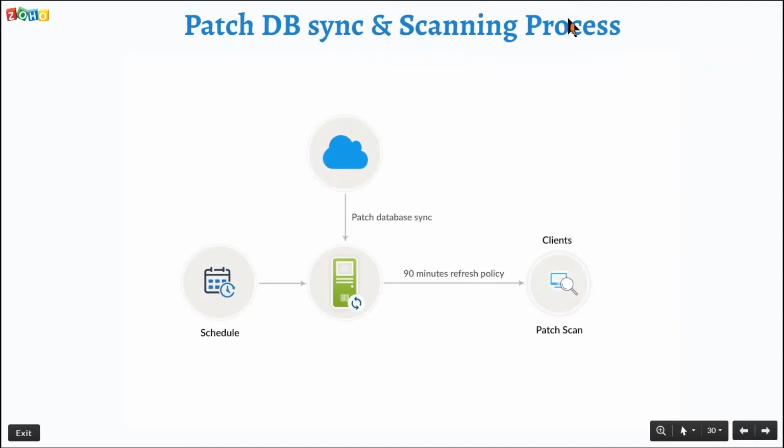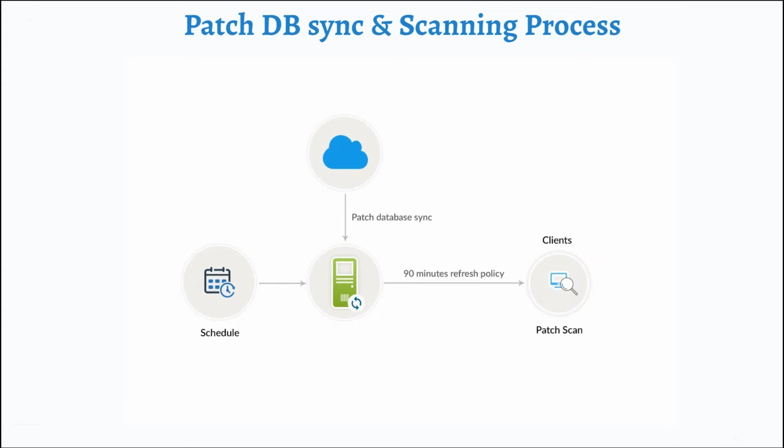So here comes the patch DB sync and scanning process. As I've told you earlier, on a daily basis, your Desktop Central server will reach the central patch repository and initiate a sync. So we have made the entire process automated here. Once the synchronization process is done, within the next 90 minutes, any machine which is reaching the server will be scanned automatically. So right from sync to scan, both processes are automated over here.